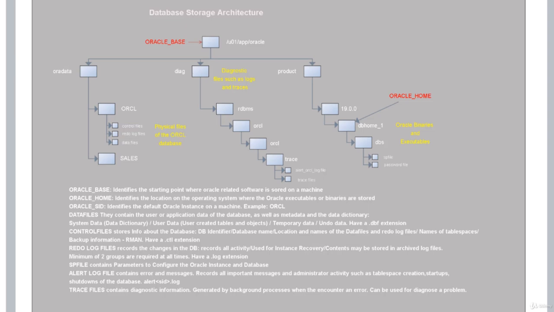Now take a look at a directory called diag that is under Oracle base. The directory diag has many subdirectories under it, and many of the important log and trace files can be found under the diag directory. Notice the directory called product under the Oracle base. Under the product directory, you can find binary files and executables for version 19.